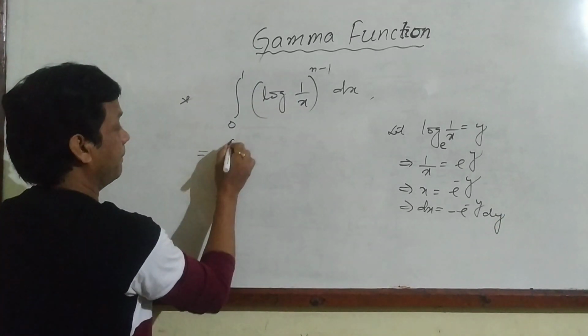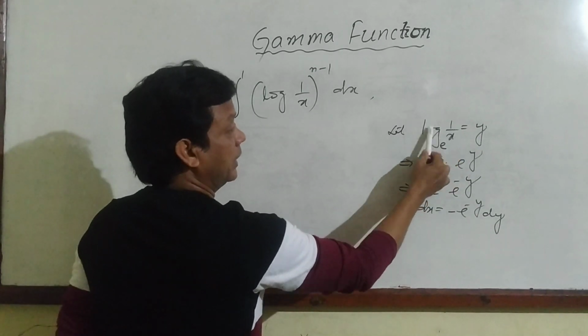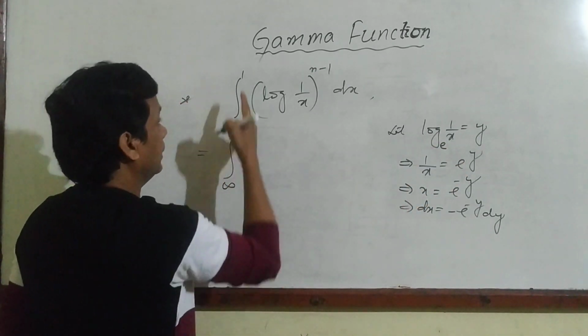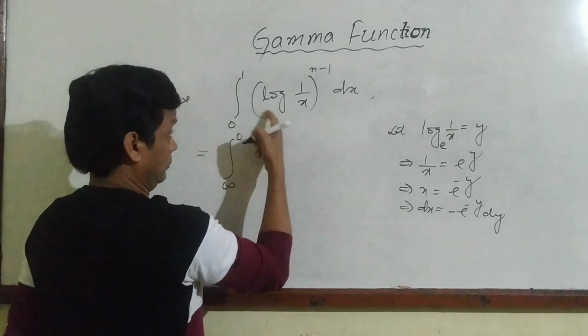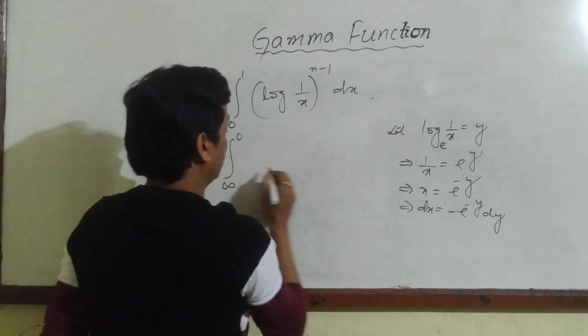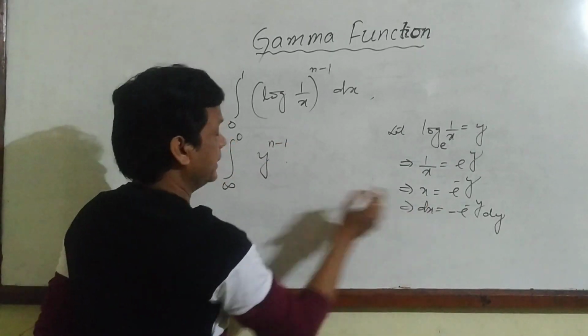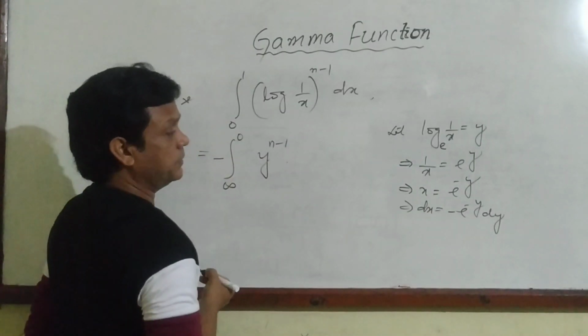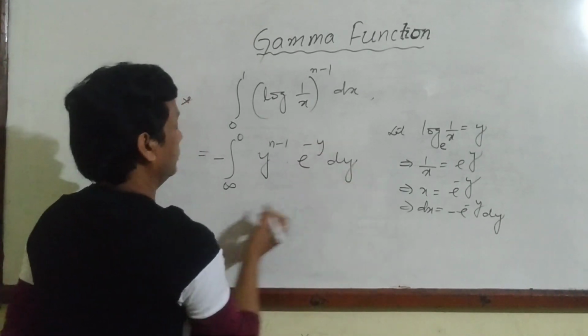So put here. And what will be the limit first of all? If you put 0 here, 1 by 0 is infinity, and log of infinity is infinity. And if you put 1 here, 1 by 1 is 1, ln 1 is 0. Log of 1 by x is y. Y to the power n minus 1 into dx. In dx there is a negative sign here. So take the negative sign outside. E to the minus y into dy.